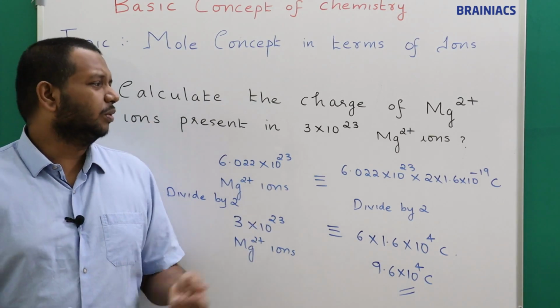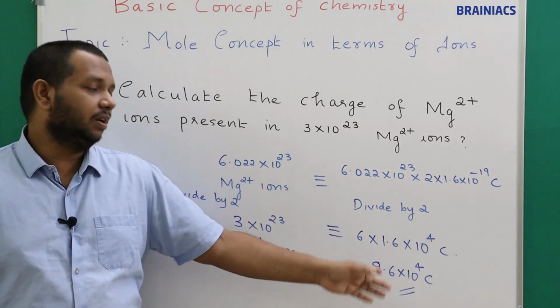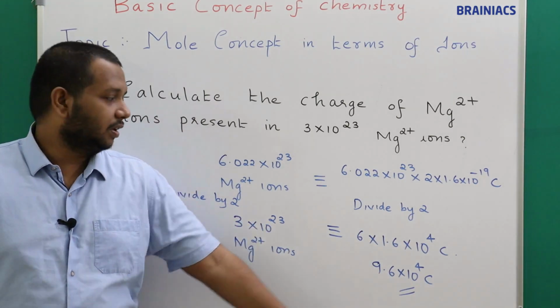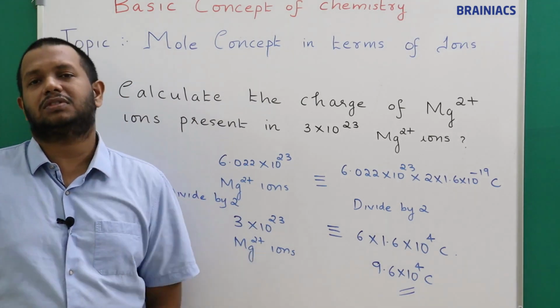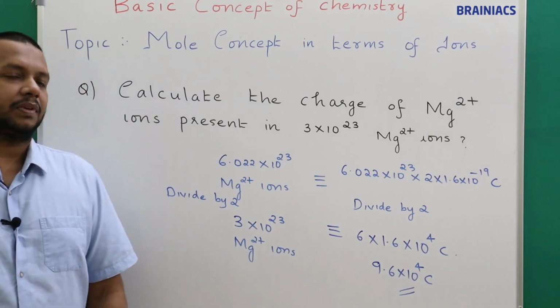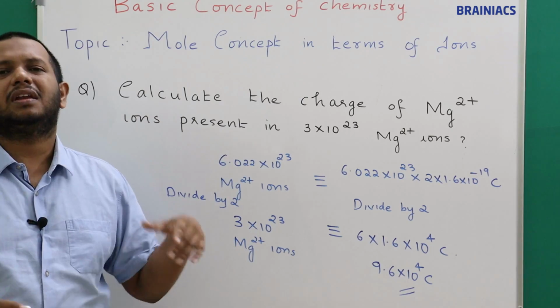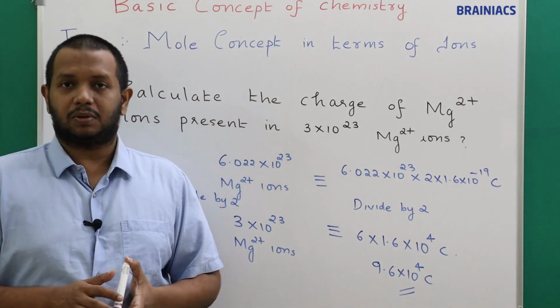Okay, so now that I have given this and asked you this, sometimes they will give this. They can ask, calculate the number of ions present in 9.6 into 10 power 4 coulomb of this particular ion. From that you can derive this. It's not a problem. So please try to learn the fundamental formula and try to apply it across every question, so that you will be able to do almost every question.